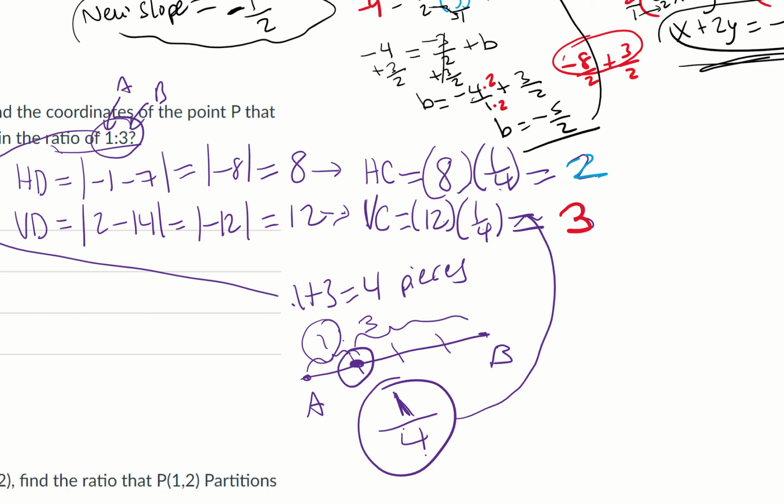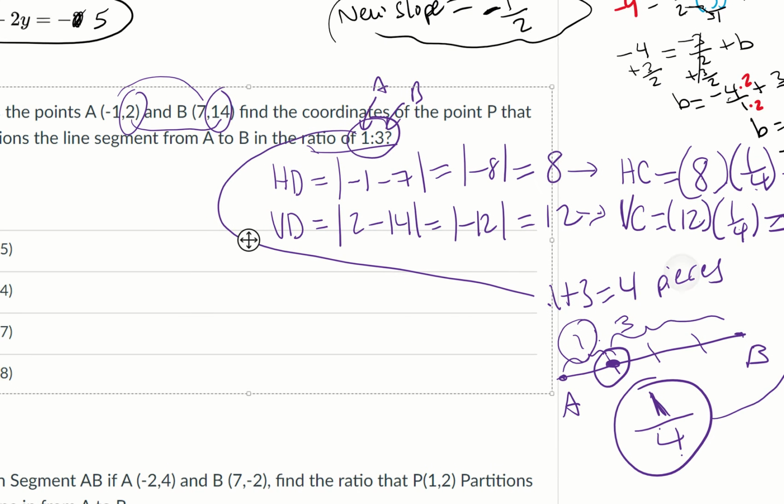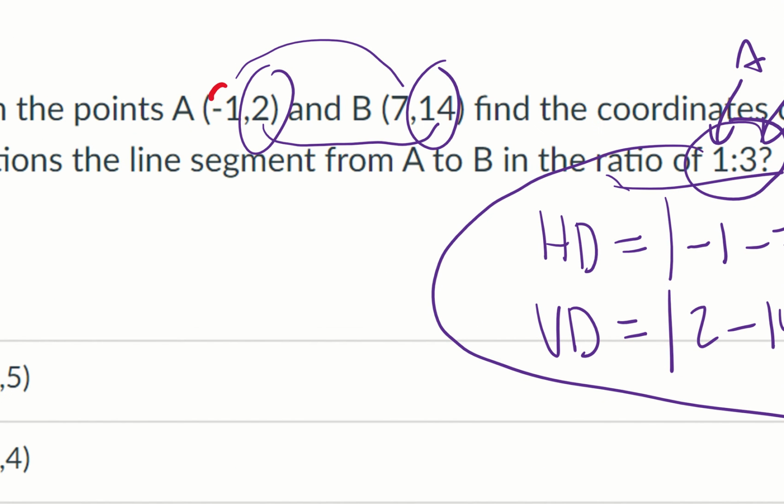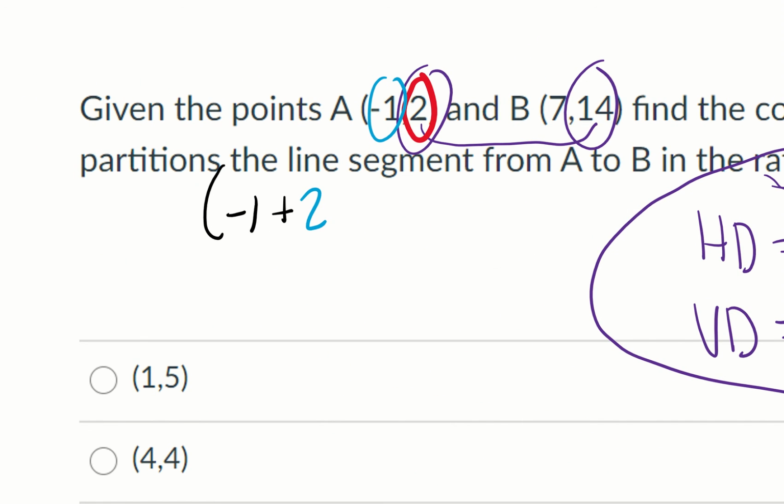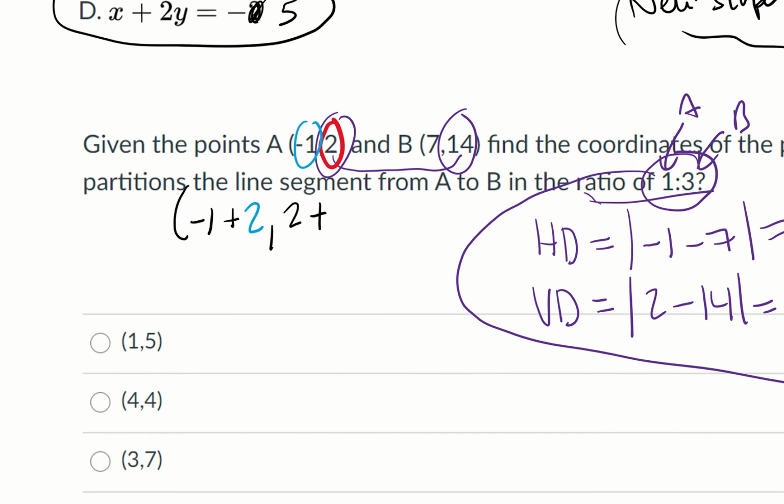I'm going to color code this because we're going to add those to the coordinates for A. We're going to add the vertical change to that and the horizontal change to that. So the coordinates of our new point is going to be -1 plus the change that we got for horizontal, which is 2, comma, and then the 2 from A plus the, and then we have to figure out, okay, well, from A to B, am I going up or am I going down?